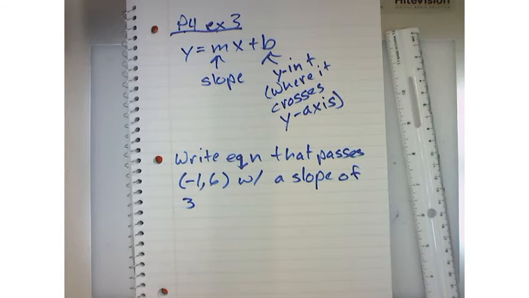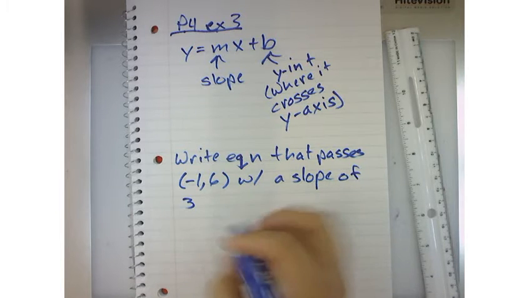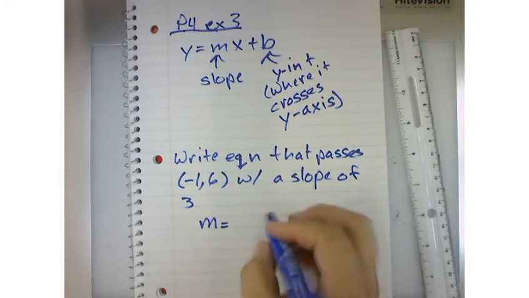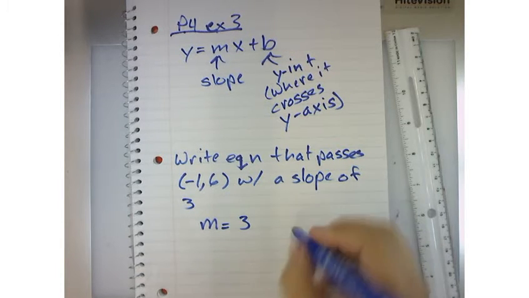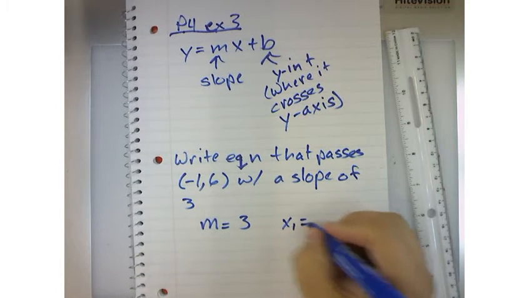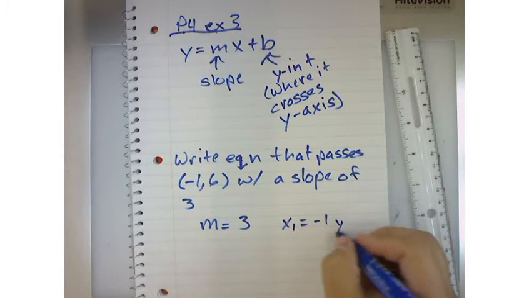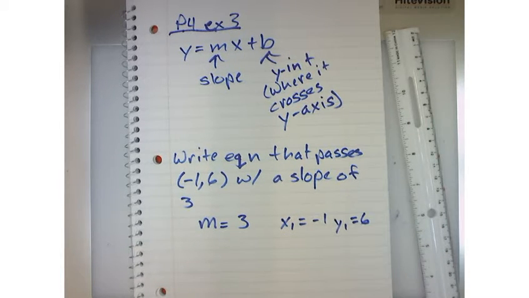Well, this is kind of easy to do. The slope is m, right? So m equals 3. x sub 1 equals -1, and y sub 1 equals 6. Well, we want to make it like the slope-intercept form, but in order to write it in the slope-intercept form, what do I need to know? I need to know what b is.